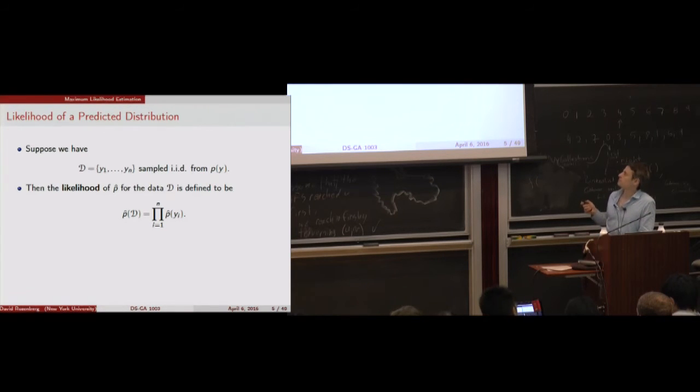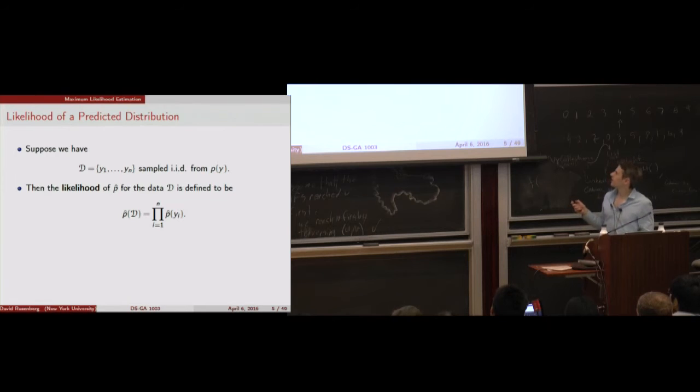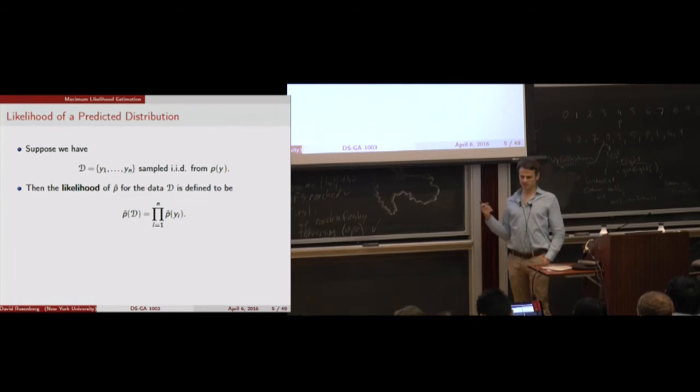for a predicted distribution. So suppose we have some data sampled from the true distribution p_y. Okay? The likelihood of p hat, this is a predicted distribution. So we say the likelihood of p hat for the data d that we observed is defined to be like this. What is this? This is an expression for the probability or probability density assigned to the data d in our sample. So we have n IID samples. By independence, it factorizes into the p hat probability of each of the things that we've observed. So this is the likelihood of p hat for the data d.